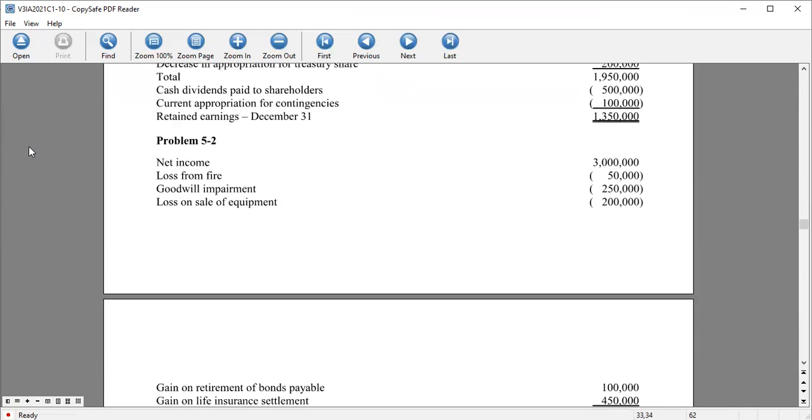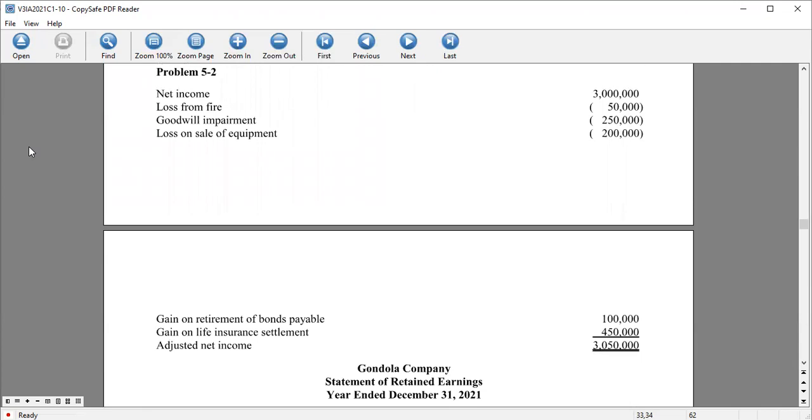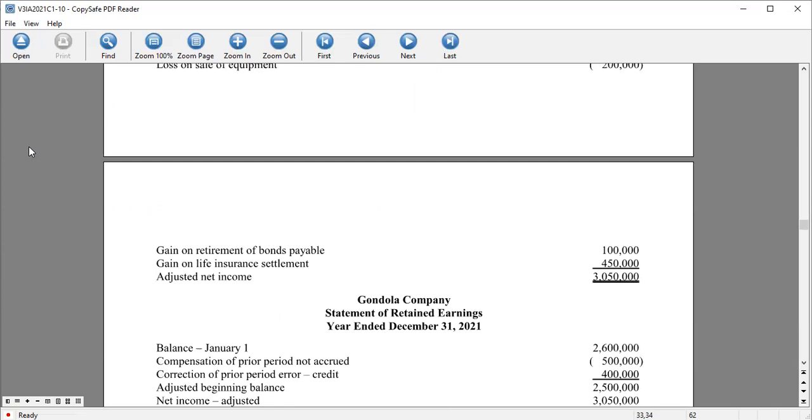Second requirement, still a statement of retained earnings, 5-2. So we start with net income, loss from fire is deducted, goodwill impairment as well, loss on sale of equipment, gain on retirement of bonds payable, and gain on life insurance settlement. So we have now your adjusted net income of 3,050,000.